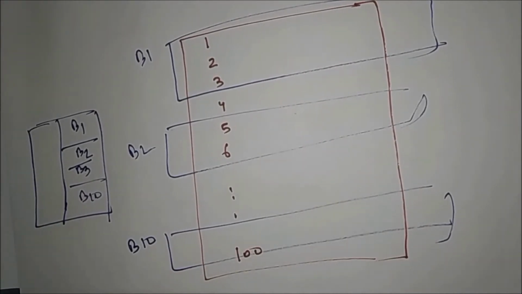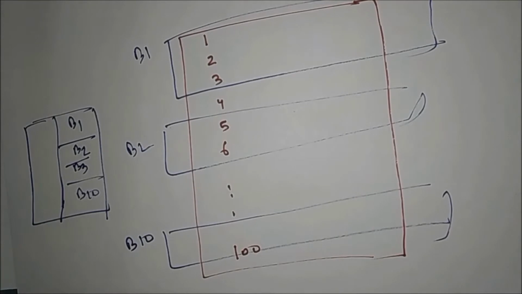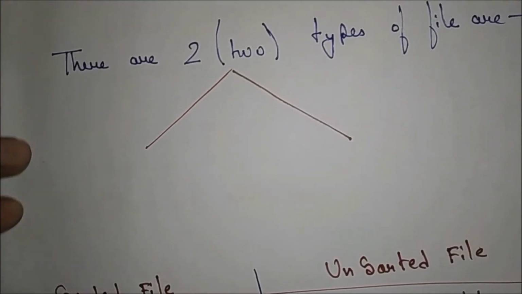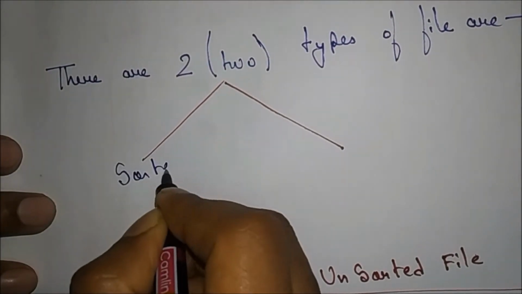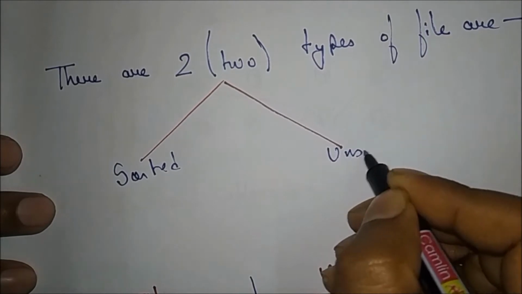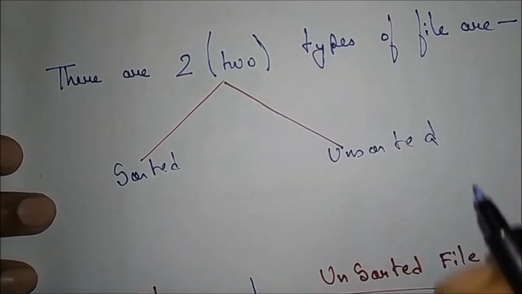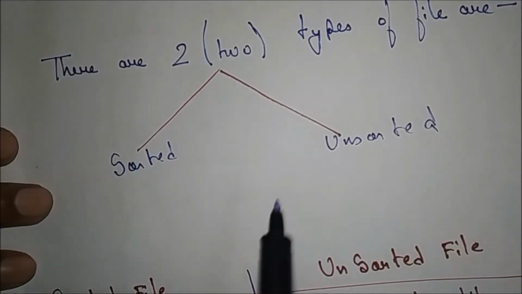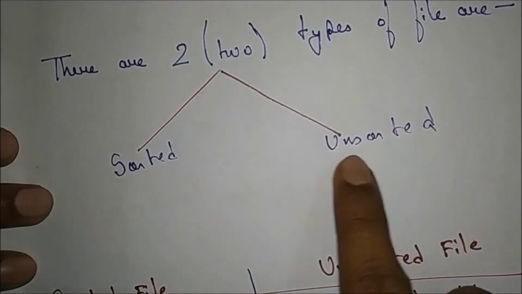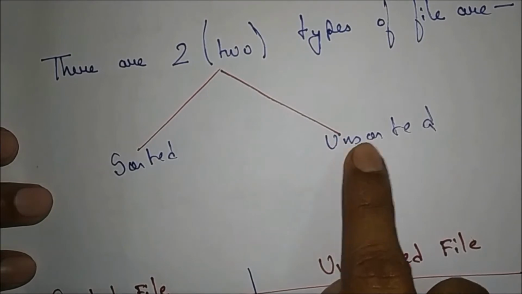Now our next point is that we store files in two types: sorted and unsorted. Now, what is the difference between sorted and unsorted? See, there are two types of files: a sorted file and an unsorted file. We will look at the basic difference between them, the time complexity required in a sorted file, and the time complexity needed in an unsorted file.